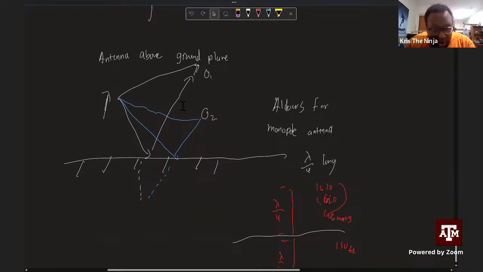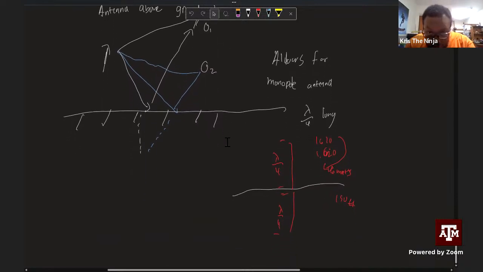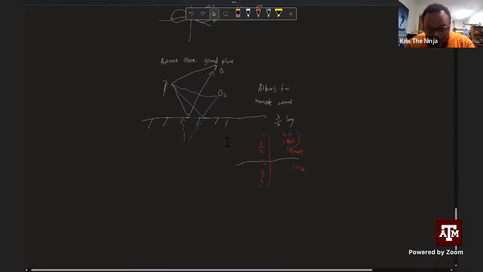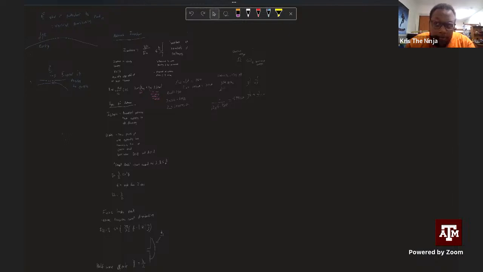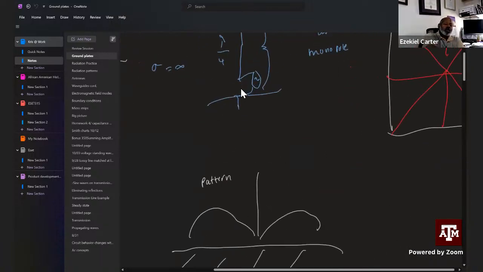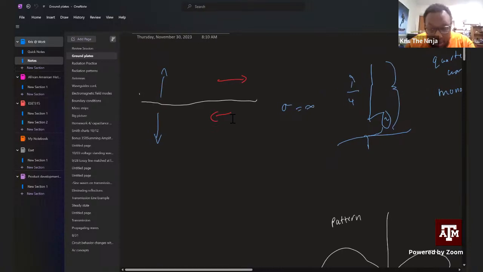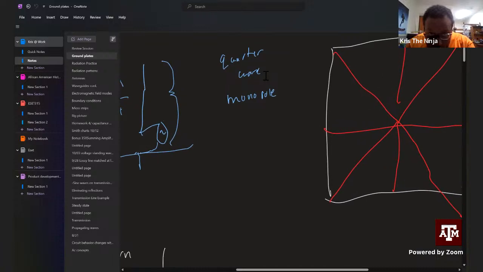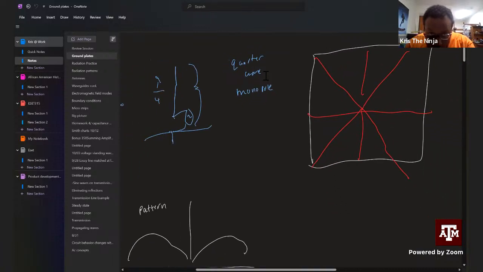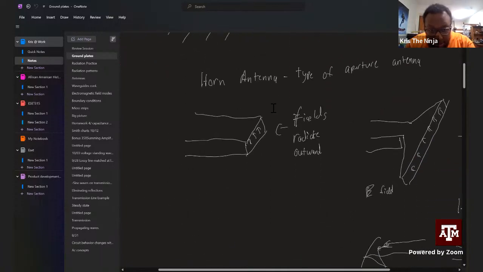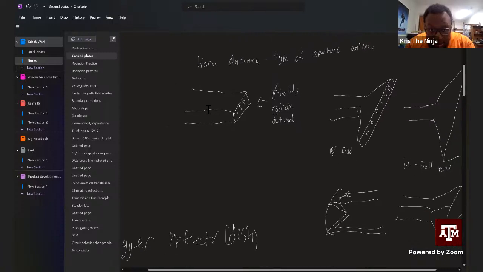Antennas above a ground plane, you have reference points. This allows for monopole antennas, quarter wavelength long. With ground plane, sigma is infinity, quarter wavelength. Quarter wave monopole, the pattern looks like this. Then you have horn antennas.